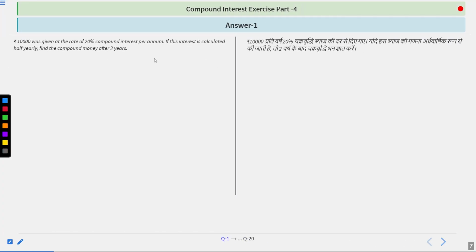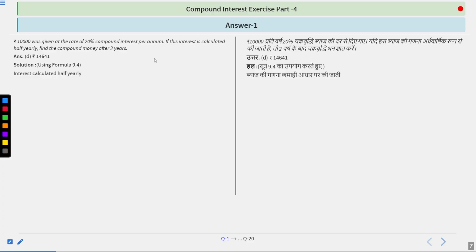Now, rupees 10,000 were given and rate was 20% per annum. So if interest is calculated half yearly, find the compound money after 2 years. Time period is 2 years. The answer to this question is option D, rupees 14,641. And we are going to use formula 9.4 to solve this question.